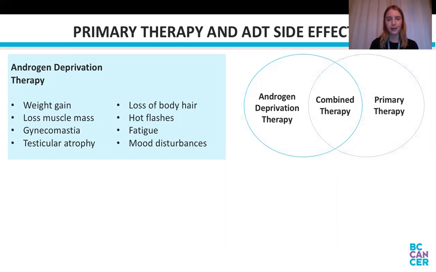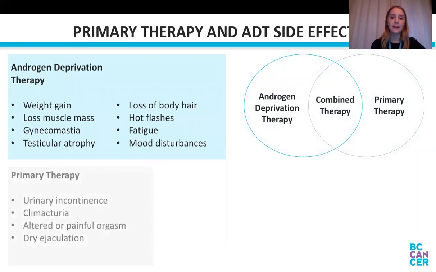One thing I want to point out is that most men who are being treated for prostate cancer have had some form of primary treatment before starting hormone therapy. Now, primary treatment options may include having radiation therapy or surgery. So for radiation, that might be brachytherapy or external beam radiotherapy. And for surgery, that's typically a prostatectomy or removal of the prostate.